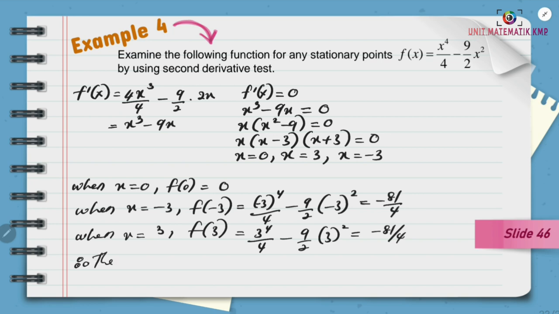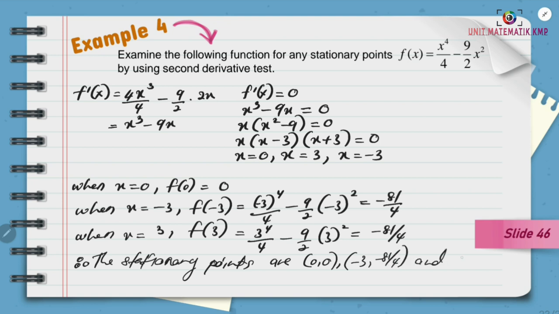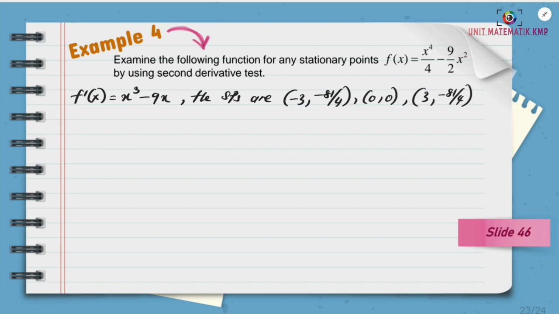Therefore, the stationary points are (0, 0), (-3, -81/4), and the third, (3, -81/4). From the previous slide, we have f prime x is equal to x cubed minus 9x, and the stationary points are (-3, -81/4), (0, 0), and (3, -81/4). Now, to determine the nature of the stationary points by using the second derivative test, we find f double prime x.